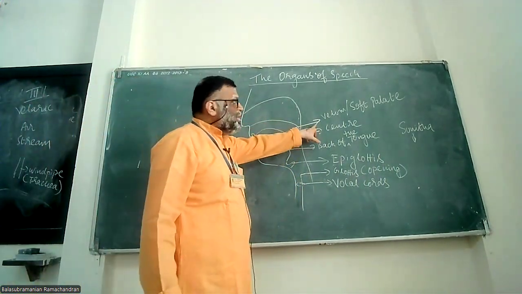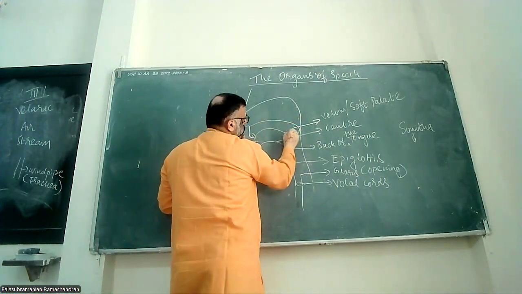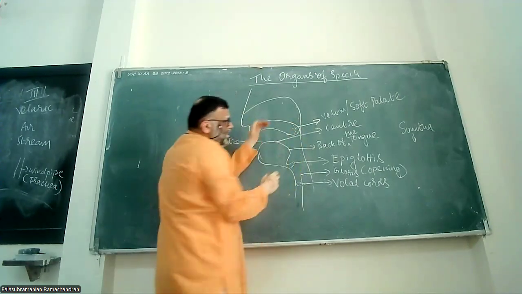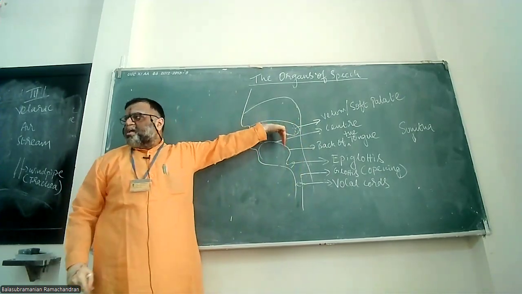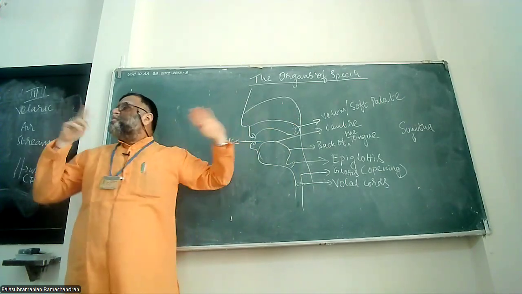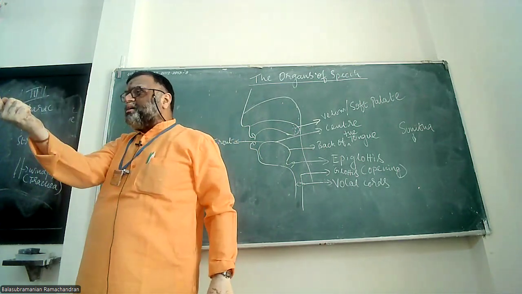Then we have the velum, or soft palate, which acts like a flap. I will draw it like this. Let me draw this dotted line so that you understand that it acts like a flap while you are breathing. When you are producing nasal sounds, the air has to go through the nasal cavity.